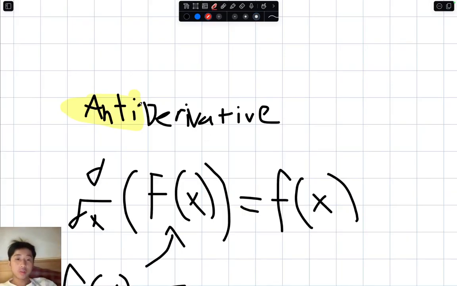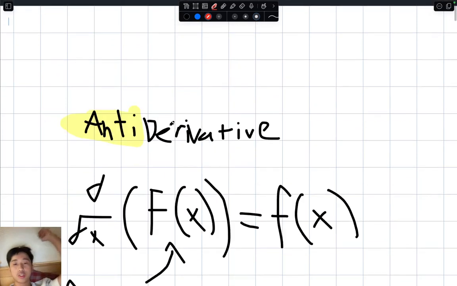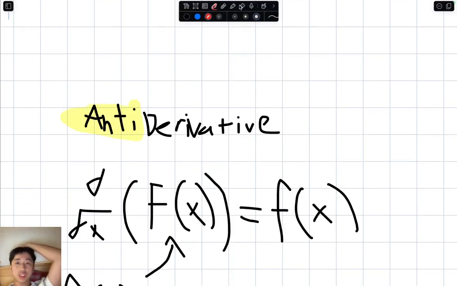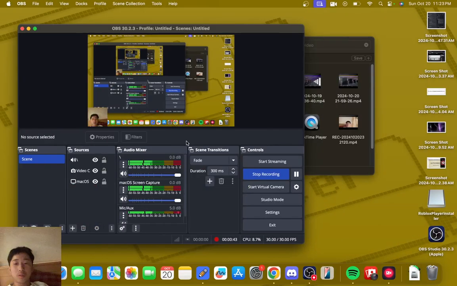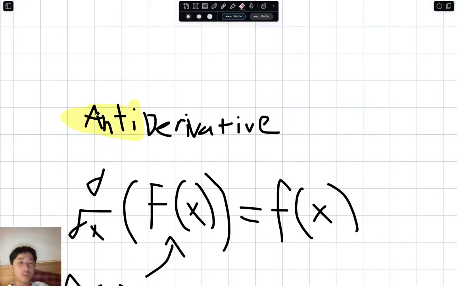So, we're gonna learn about integrals or antiderivatives. They're the same word. They're the same thing. It should be a lot shorter than my original, so let's get with it. Antiderivative is antiderivative.